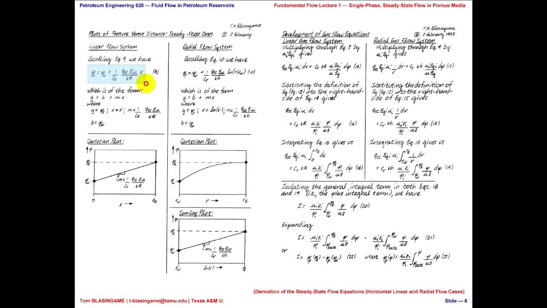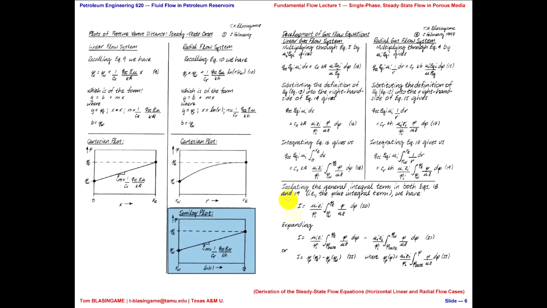So this is the linear flow case. Plotting it on a Cartesian plot gives you this. This is the radial flow case. Plotting it on a Cartesian plot gives you this. And then plotting it on a semi-log plot gives you that.